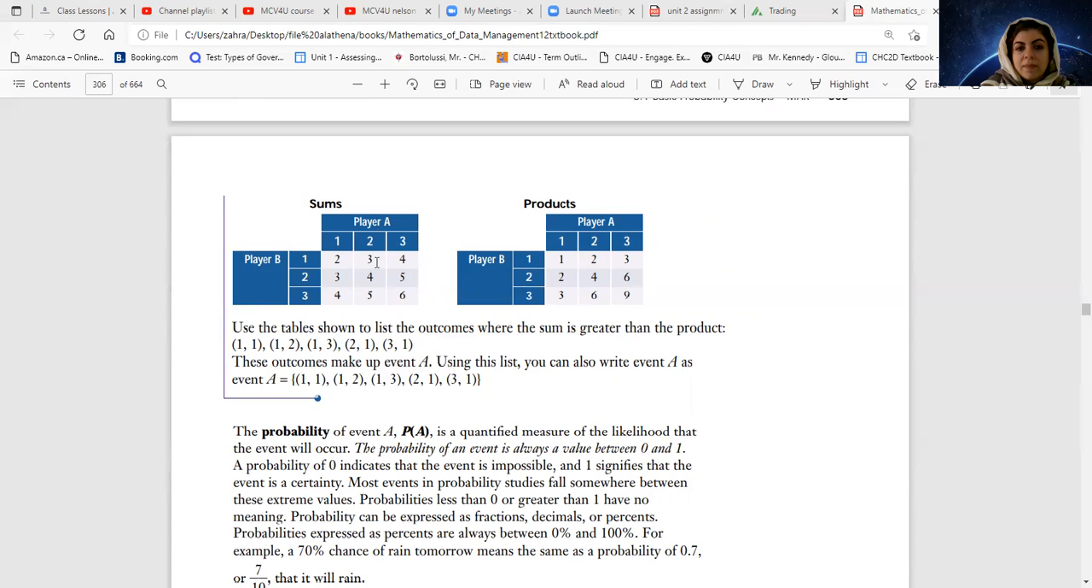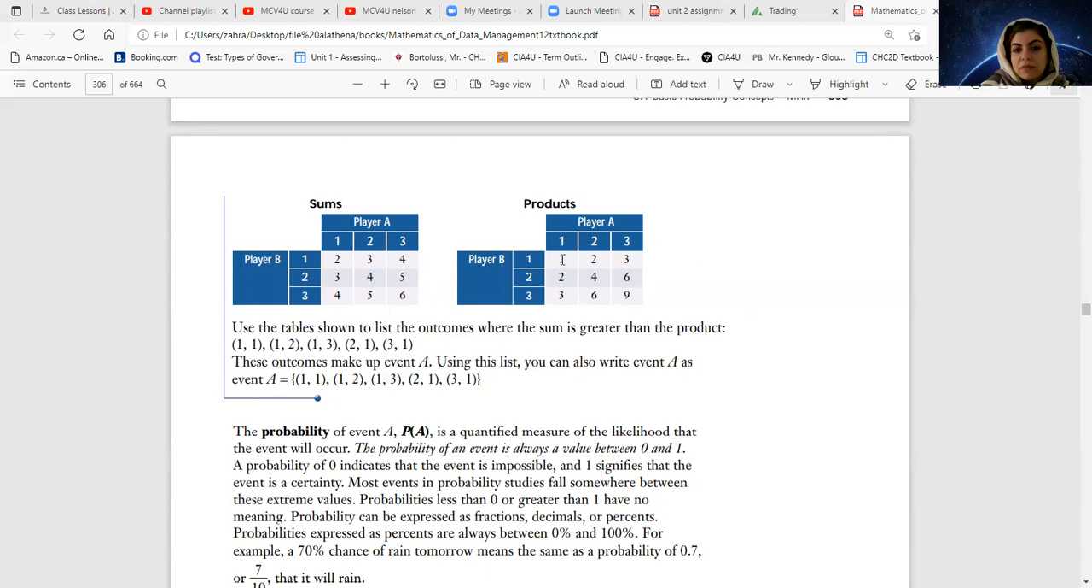So this is the total outcome that I have, right? The total outcomes are 1,1, 1,2, 1,3, 2,1, 3,1, okay? Then for a product, it's the same thing.